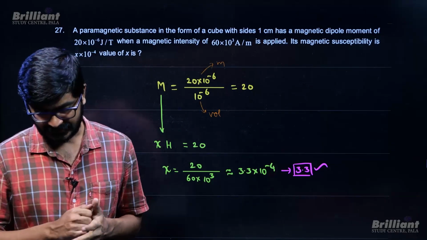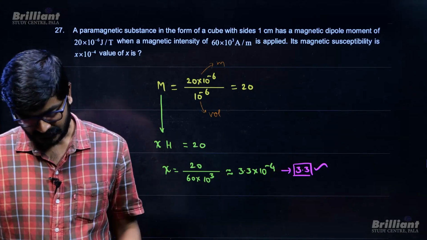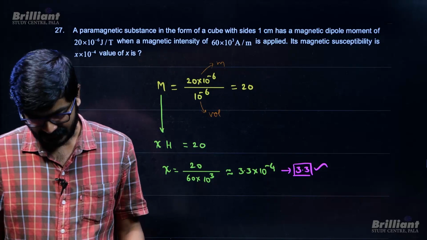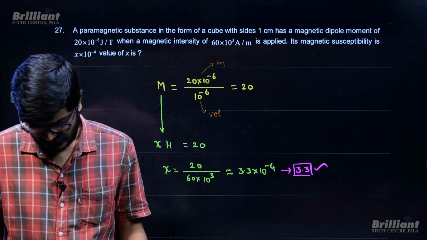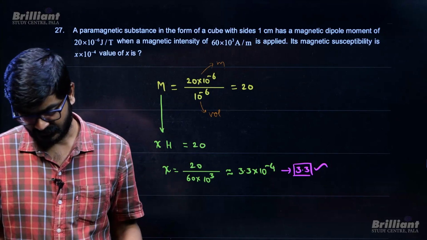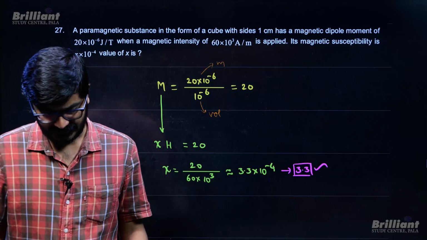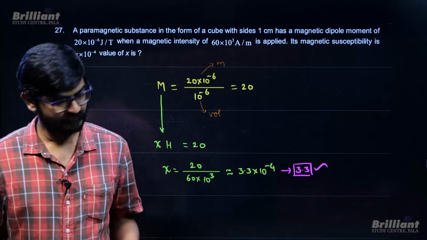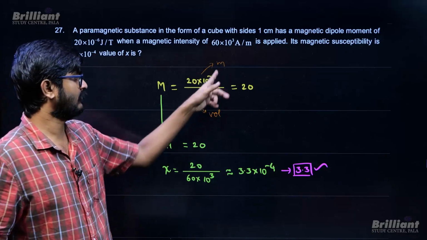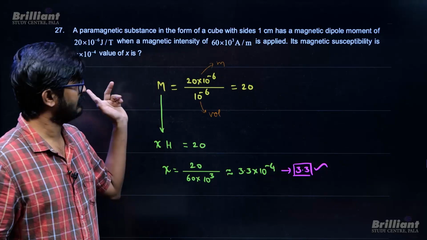A paramagnetic substance in the form of a cube with sides 1 centimeter has magnetic dipole moment 20 into 10 power minus 6 when a magnetic intensity of 60 into 10 cube is applied. Find its magnetic susceptibility. So basically they have given the dipole moment and volume. If they have given dipole moment and volume, then we can find the magnetization, right?